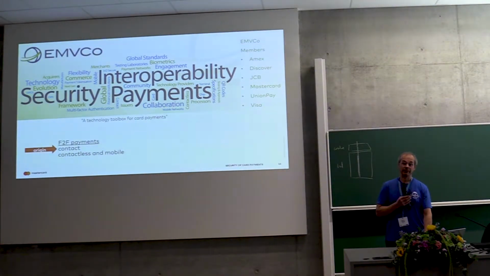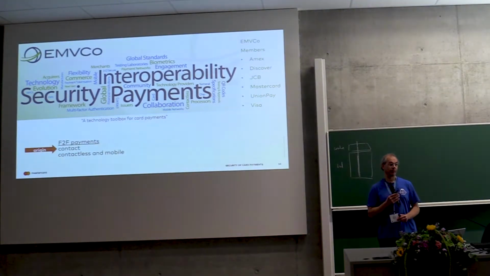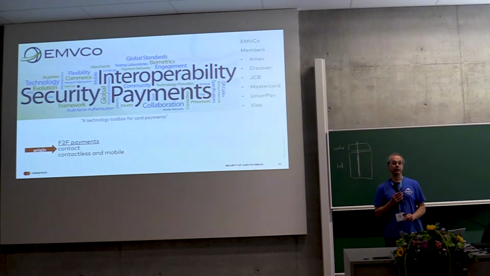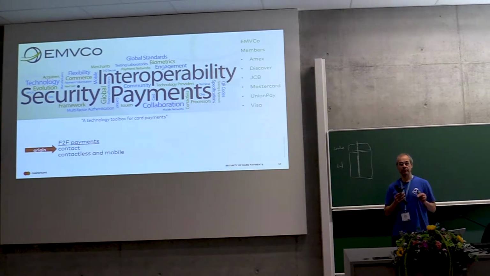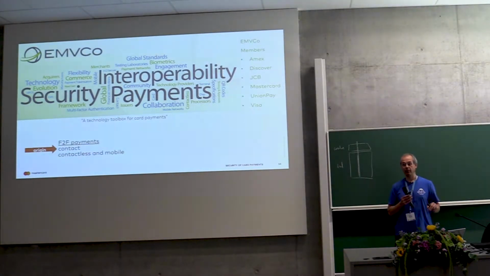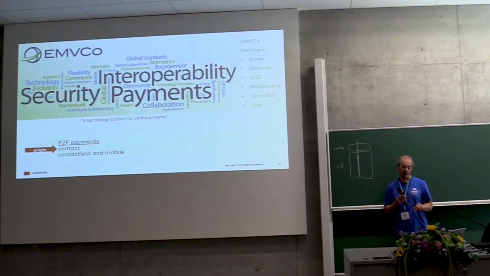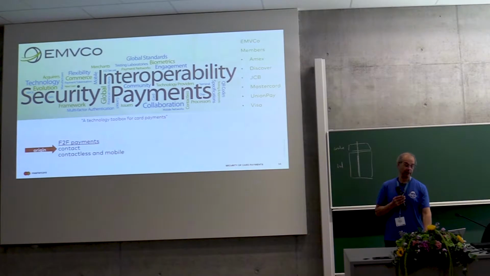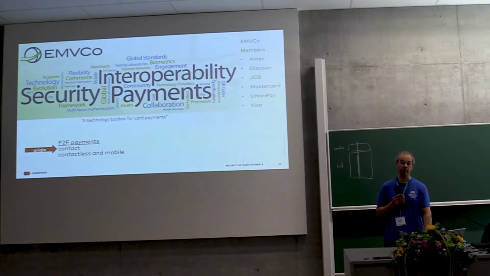So EMV started off as being just for contact chip card payments. It has moved on to include also contactless cards and mobile. When it comes to the contactless specifications, each payment system actually has their own specification for contactless, broadly based upon the contact specs. These are housed on the EMVCo website. You can go and find them there if you look under contactless.